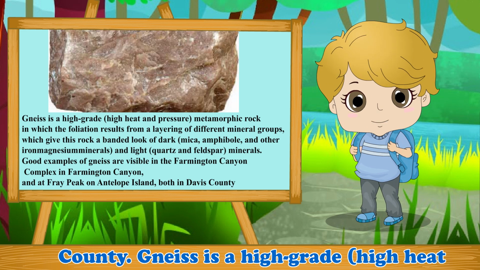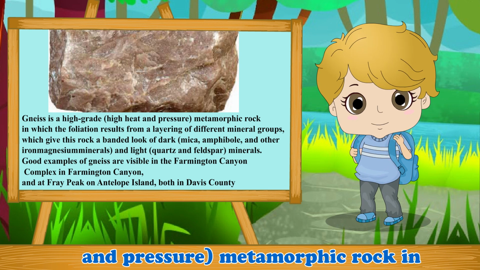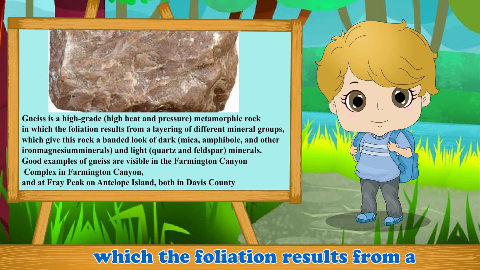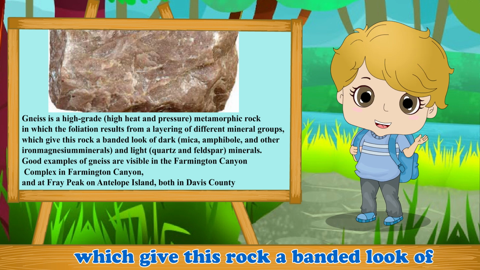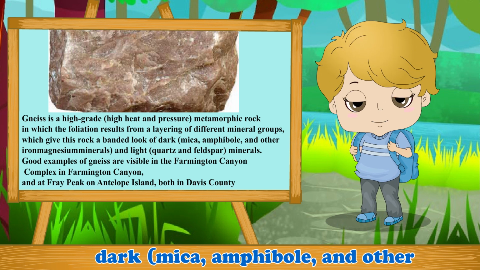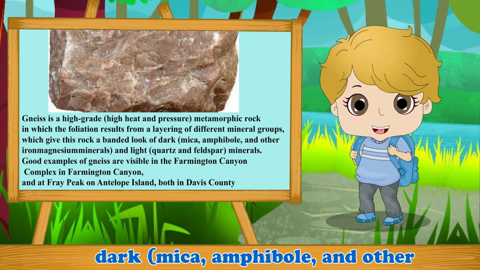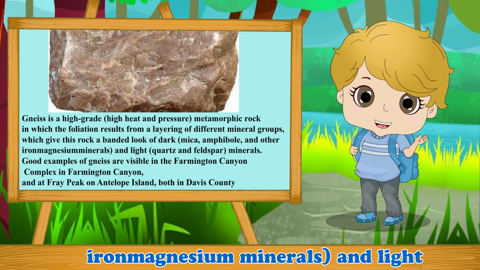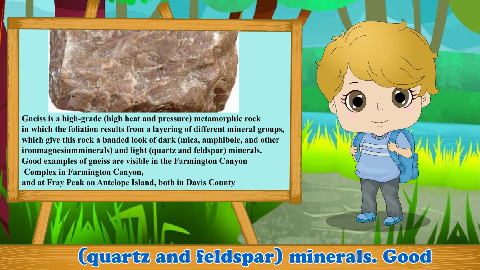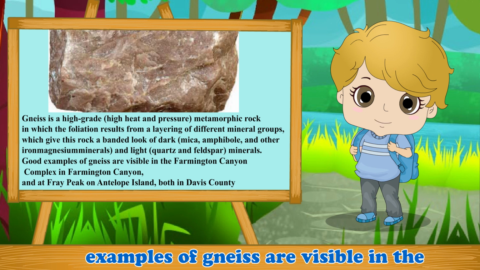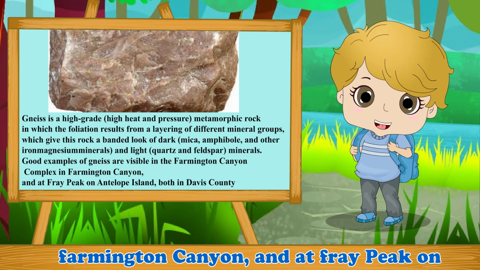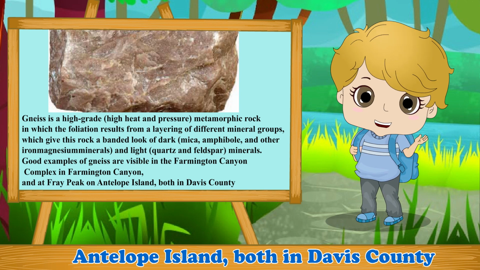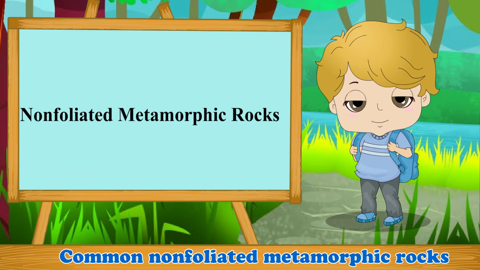Gneiss. Gneiss is a high-grade, high heat and pressure metamorphic rock in which the foliation results from a layering of different mineral groups, which give this rock a banded look of dark mica, amphibole, and other iron-magnesium minerals, and light quartz and feldspar minerals. Good examples of gneiss are visible in the Farmington Canyon Complex in Farmington Canyon and at Frary Peak on Antelope Island, both in Davis County.